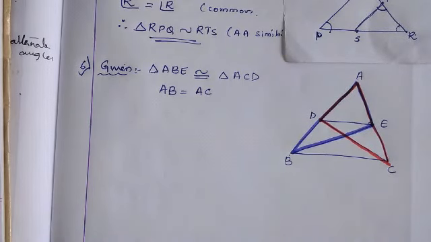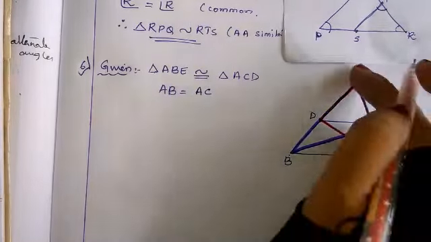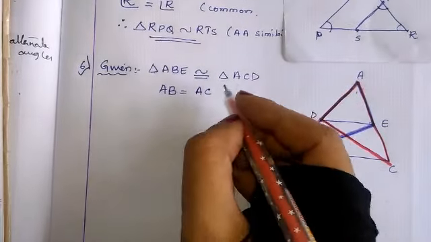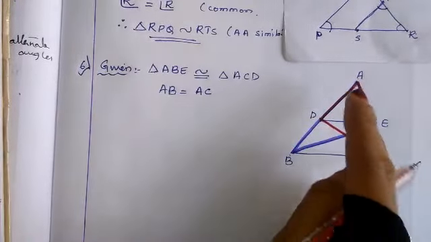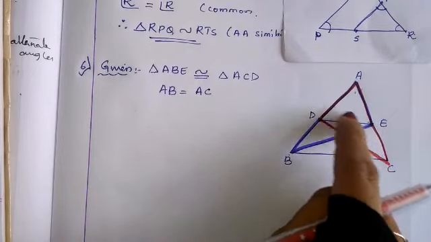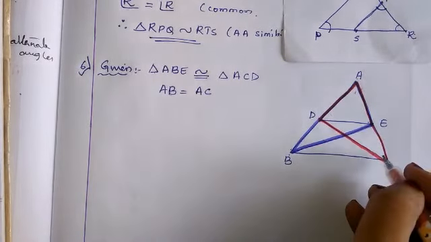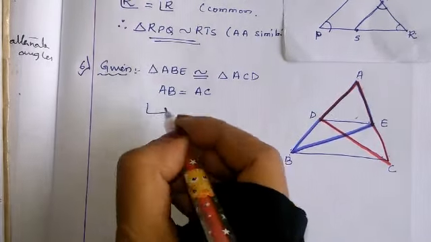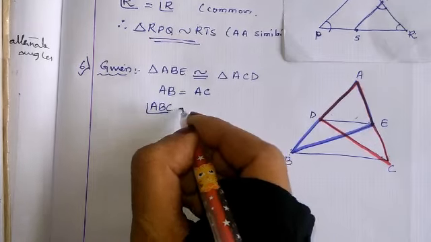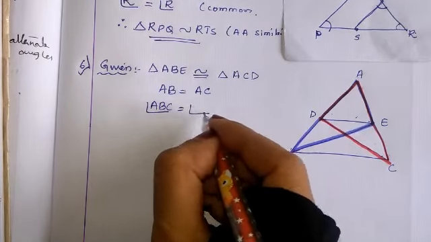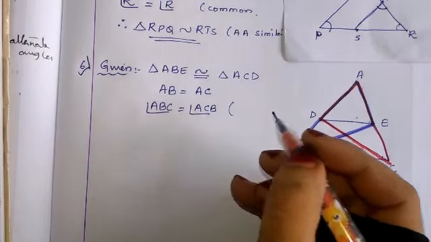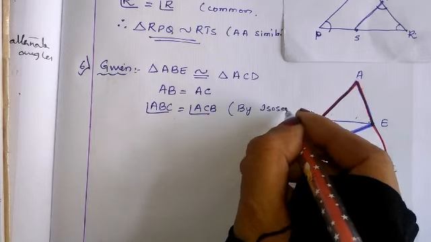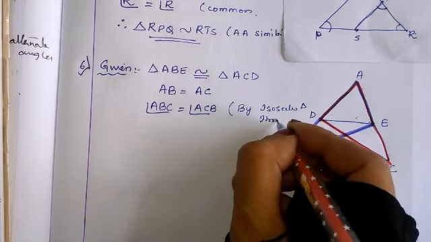Now we can see in these two congruent triangles, AB equals AC. AB is from this triangle, AC is from this triangle. Okay. So now angles opposite to equal sides are equal. So AB's opposite angle is C and AC's opposite angle is B. So I'll write angle ABC is equal to angle ACB, which you have studied in 8th standard, by the isosceles triangle theorem.